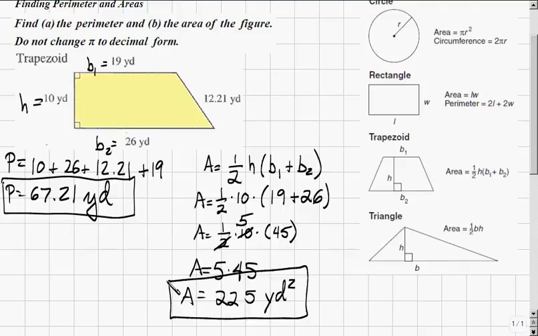So concluding, the perimeter is when we add up all the four sides, which becomes 67.21 yards, and the area, the material on the inside, would become an area of 225 square yards. And those are our answers.